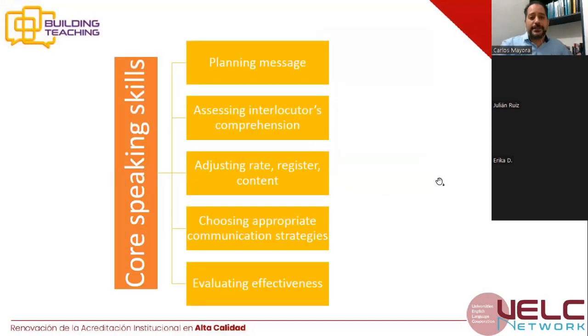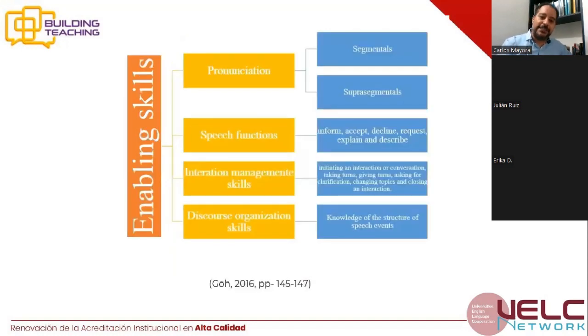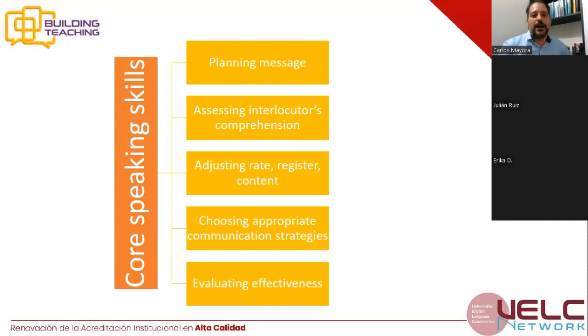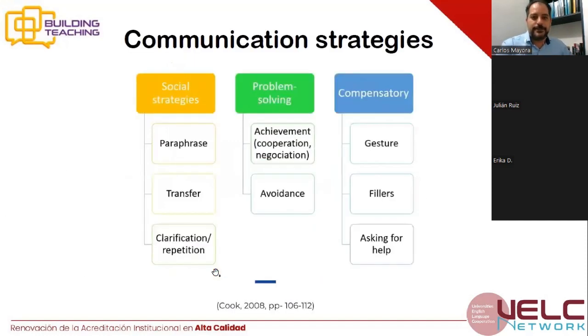The core speaking skills are involved in planning your message, assessing if you are being understood, adjusting the rate, the register, and the content of your speech, choosing the appropriate communication strategies, and evaluating the effectiveness of your message. So notice that enabling skills include, of course, interaction skills, but also language elements. And the core speaking skills are more about the message and the content. And in communication strategies, well, you have social strategies, problem-solving strategies, and compensatory strategies. All of these we use either in our first language or second language to make sure that communication is taking place.